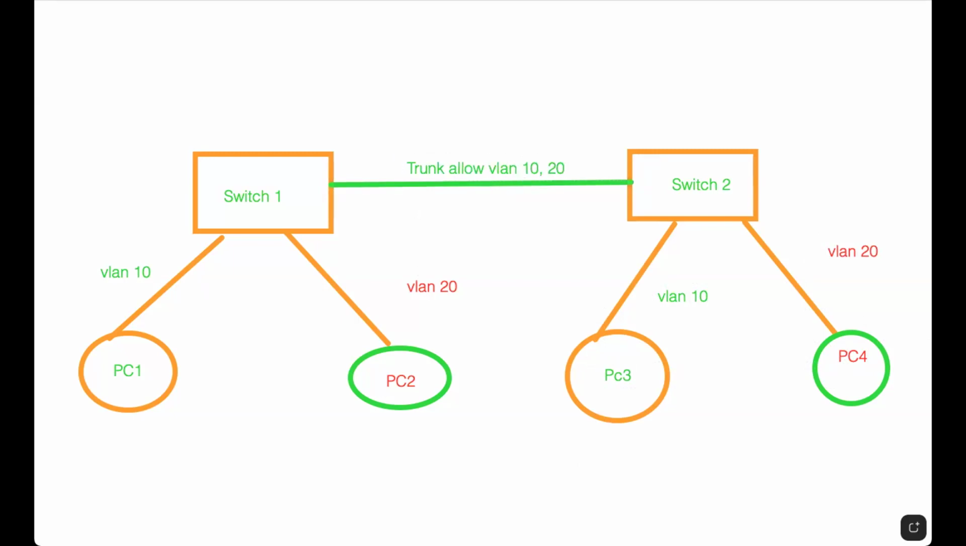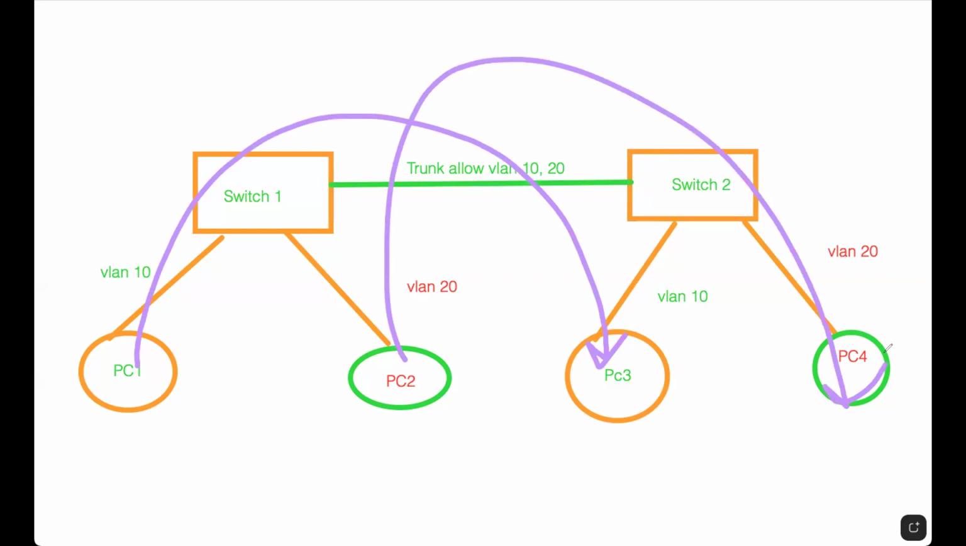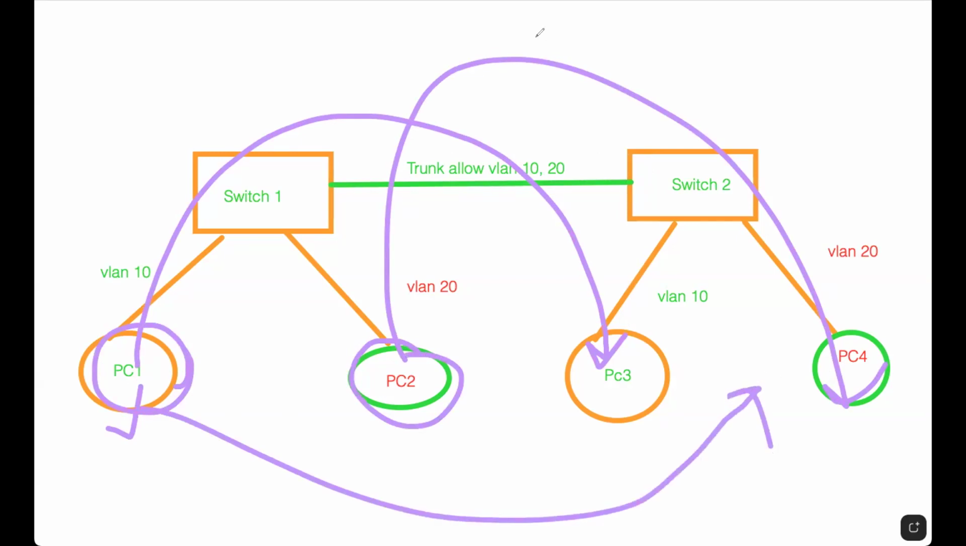So what we have done was we tried communicating from PC1 to PC3 and then PC2 to PC4. When we were discussing this lab, we talked about how inter-VLAN communication is only possible via a router. Do you guys remember that? So now if PC1 wants to talk to PC2 or PC1 wants to talk to PC4, it has to pass through a router.